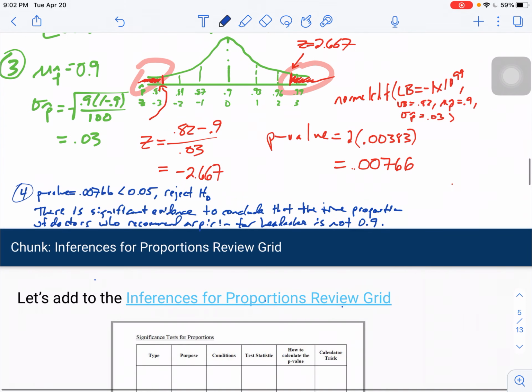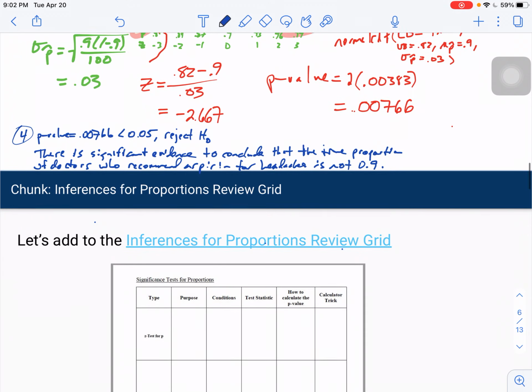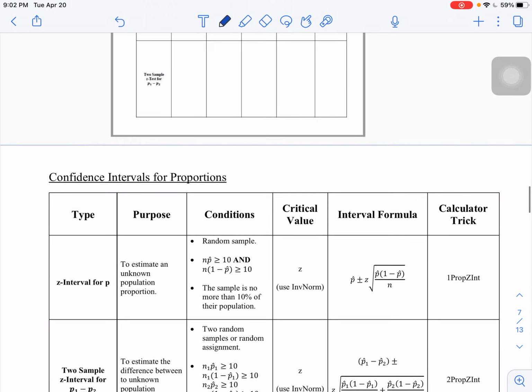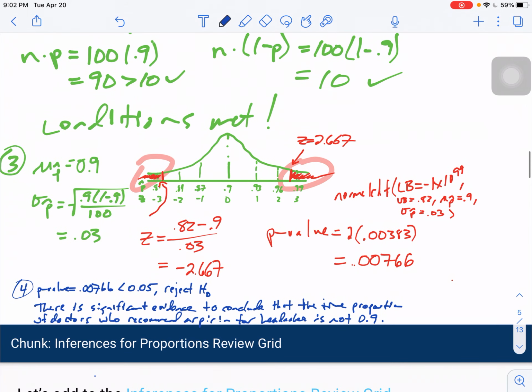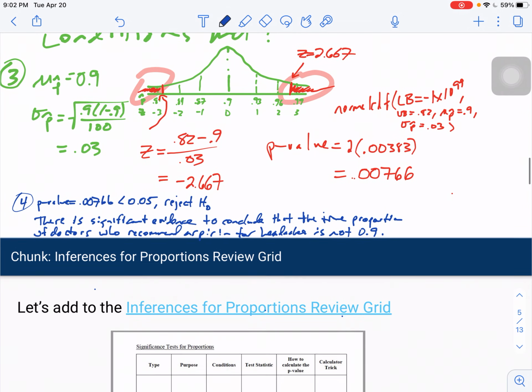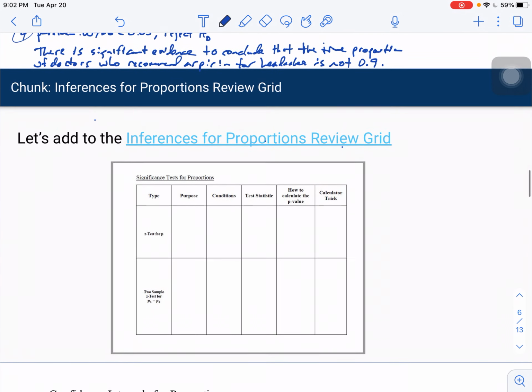So I am able to reject that null, giving me evidence against what the commercial claims. So it is something other than 0.9. All right. Okay, so then that is the question of the day. So check your work on that and submit that to Schoology.